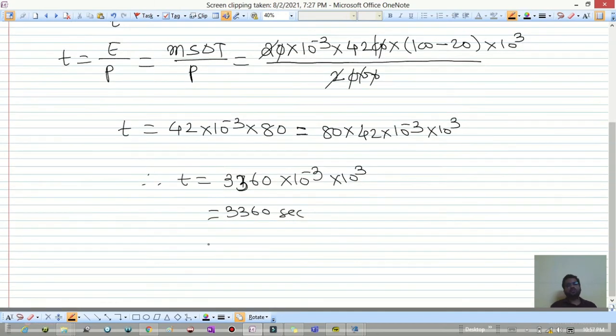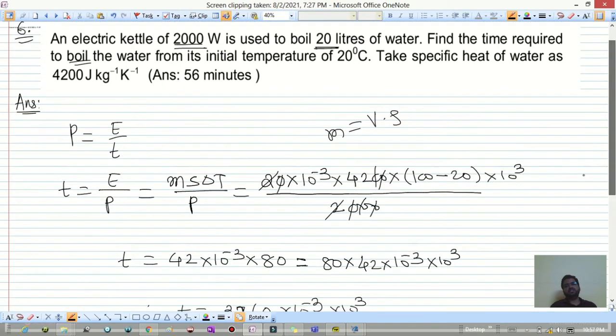Now if you want to convert it into minutes, time is equal to 3360 divided by 60. So this 0 gets cancelled, and you will get 56 minutes as the answer. So I hope this is clear now.